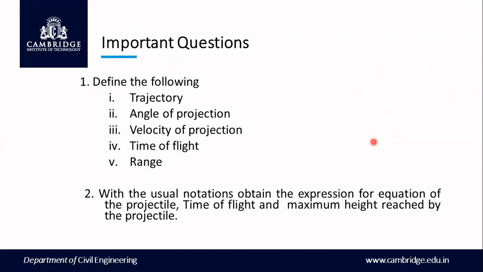Some important questions here. Define the important terms in projectile, that are trajectory, angle of projection, velocity of projection, time of flight, range. And with the usual notations, obtain the expression for equation of the projectile, time of flight, and maximum height reached by the projectile. So all the derivations that we did.